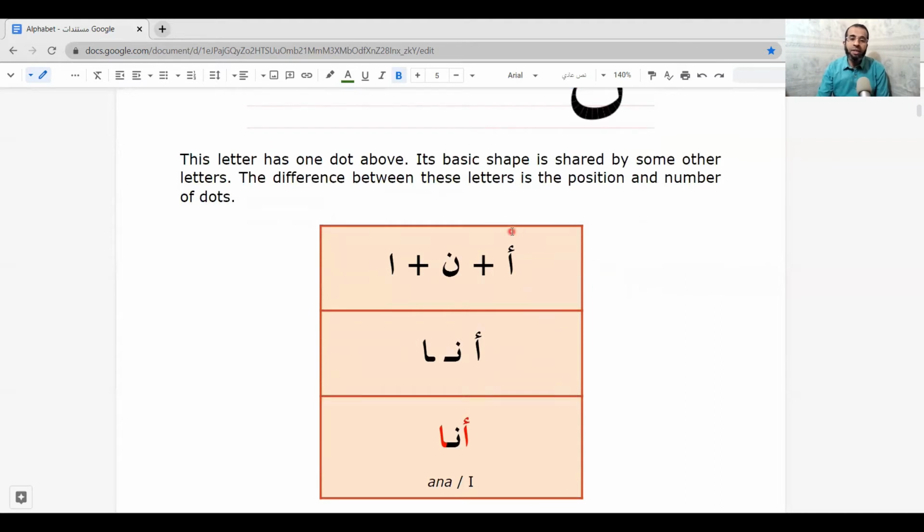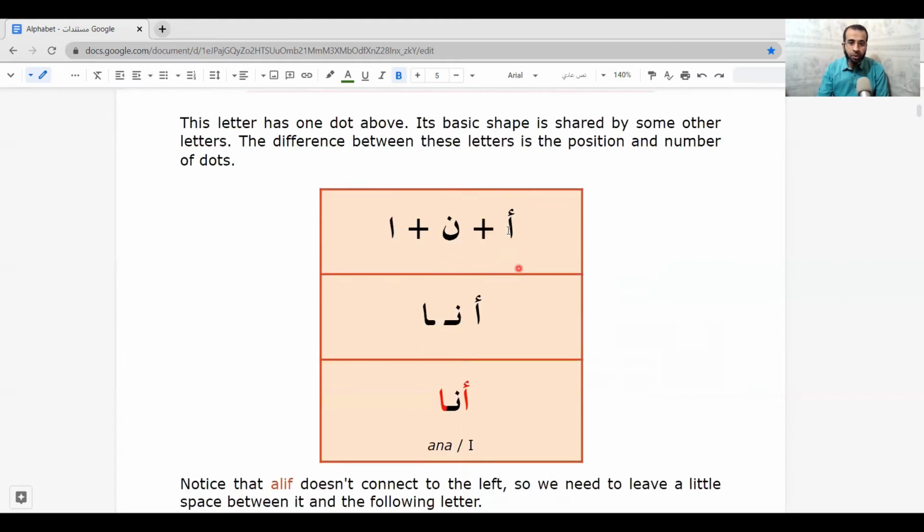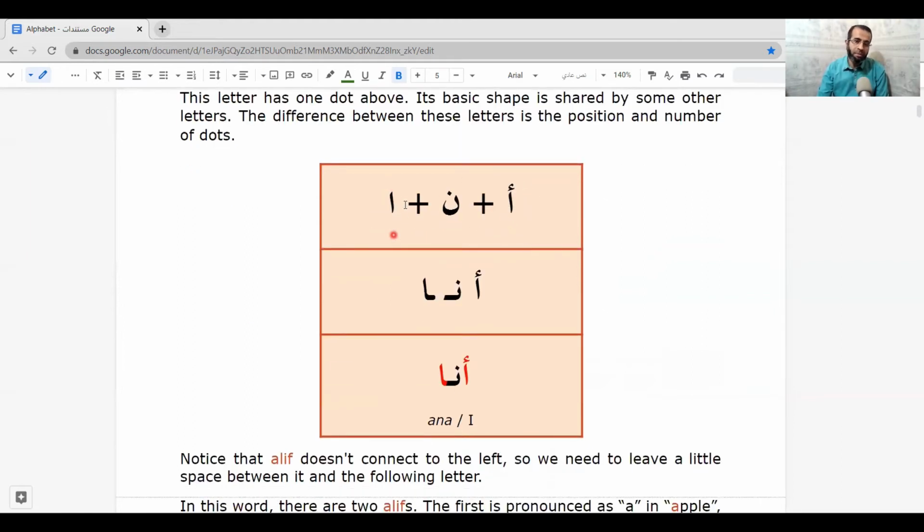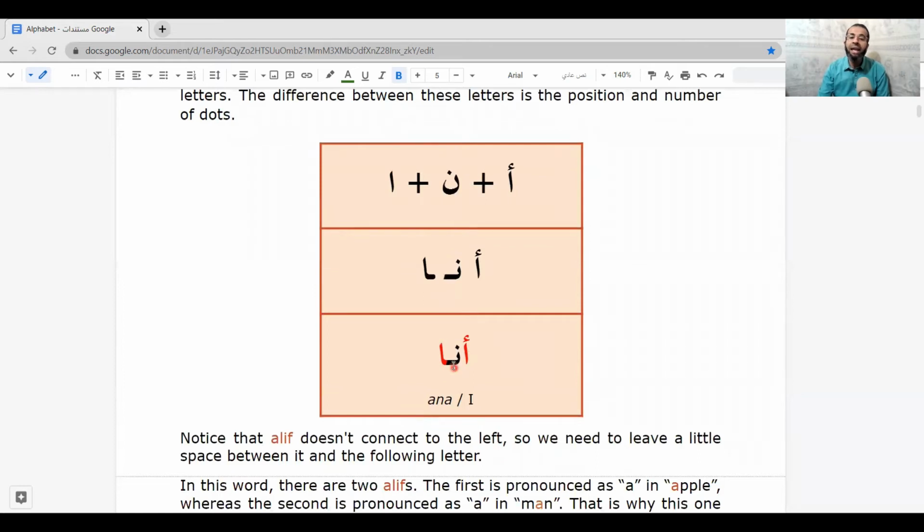Now, we have studied two letters, a or alif and na or noon. Let's use these two letters to make this word. Look here. There are three letters. Alif plus noon plus alif. A, then this is noon, and now it's ready to be joined from the left. Then alif, and it's joined from right. This is ana. Ana means I.